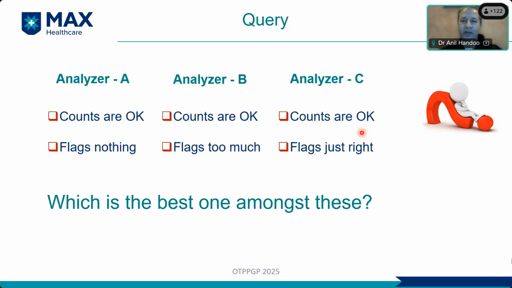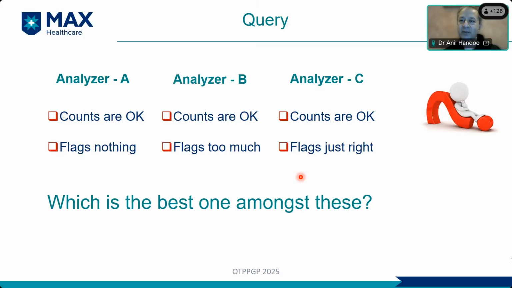Yes, obviously, because you're getting correct counts and you're getting just the right flags. But what is extremely important to realize is there is nothing wrong with analyzer A and analyzer B. They are actually similar to analyzer C. The only thing is that in these, the flagging has not been what we call optimized. So if I optimize flagging in A and in B, and we have already optimized flagging in C, they will work exactly the same way. So there is no one amongst them which is the best.